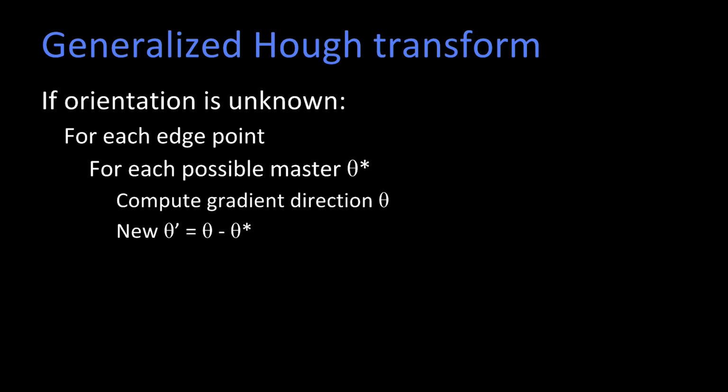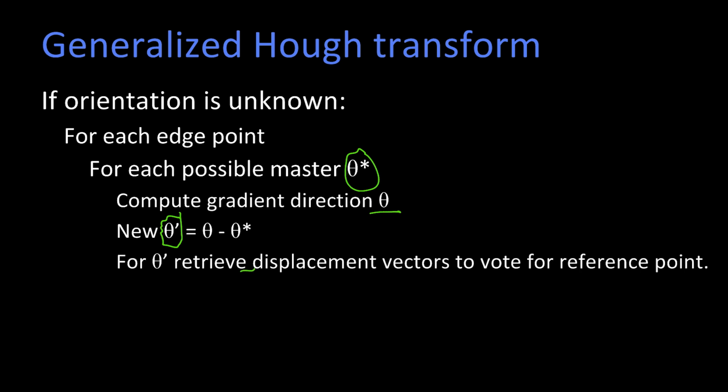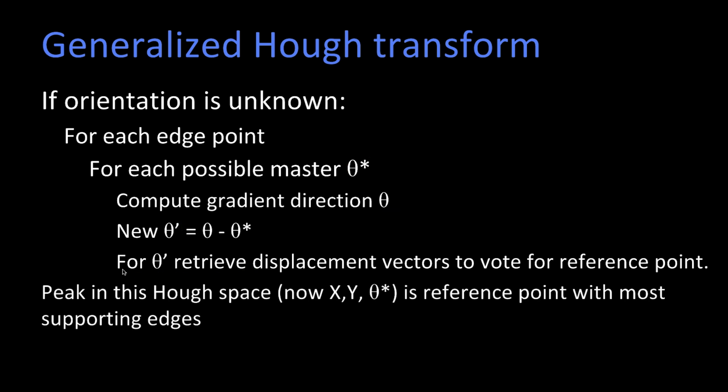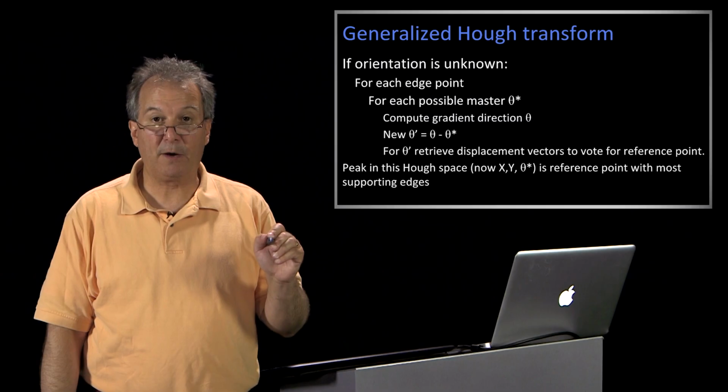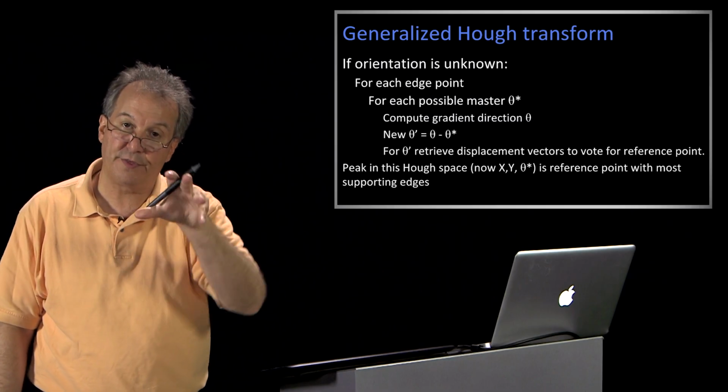For each possible master orientation, we compute the gradient direction, but we subtract off the master. So the master here is this theta star, the actual gradient is theta, but the gradient we're going to use is this theta prime, which is just the gradient with the overall orientation subtracted off of it. And so now we retrieve the displacement vectors for theta prime. So we're still voting, and peaks in this Hough space are the reference point, but notice now that we're voting in x and y and also theta star.